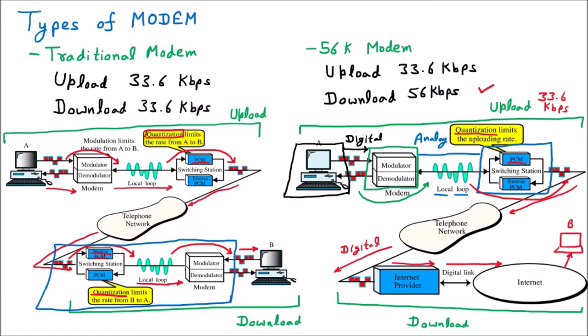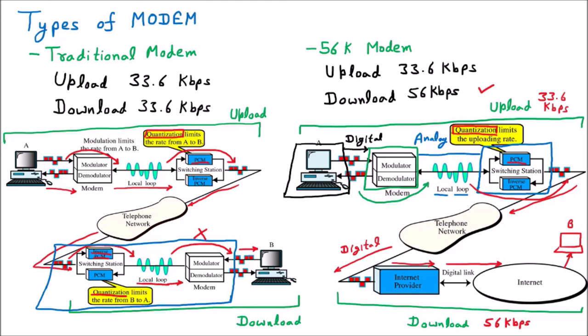So this particular block we have removed from the traditional modem. That's why the download speed is increased to 56 kbps. And the reason is we have cut down the quantization. Here only in one direction the quantization is there. That's why the upload speed is 33.6 kbps. And in the downloading there is no quantization. That's why the downloading speed is 56 kbps.